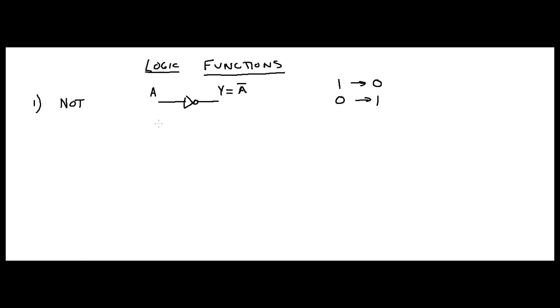Let's look at this. There's another way to draw this, by the way. I don't see it very often, but sometimes you might see this. It's the exact same thing. This little round item here is called an inverter bubble. Okay, so be aware of that, all right? Now, I'm going to remove that because I don't want to complicate things. So let's look at this further, all right?